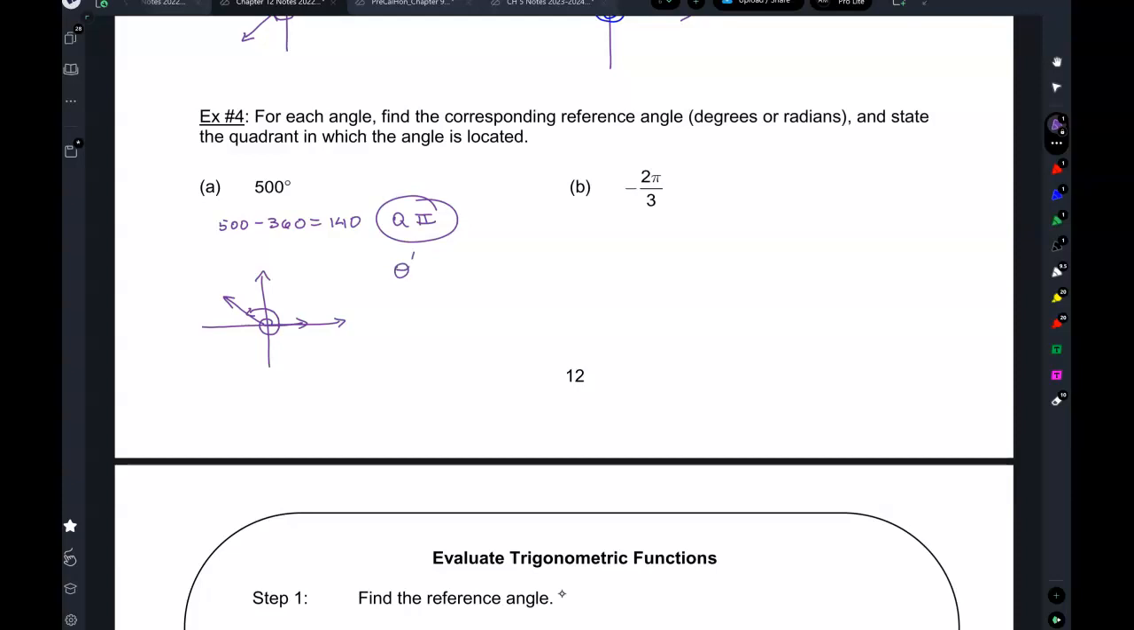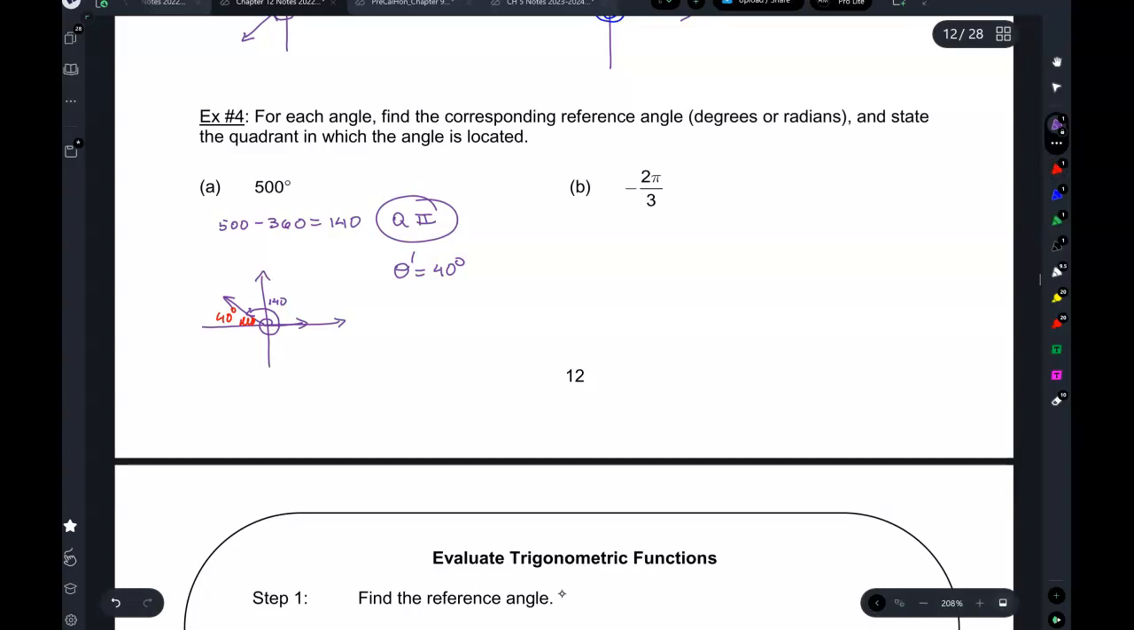What is the reference angle? 40 degrees. Right? Because I went a net of 140, so this is 40 degrees. 360. Then I had to go another 140 in order for it to be 500. Then I'm left with 40.